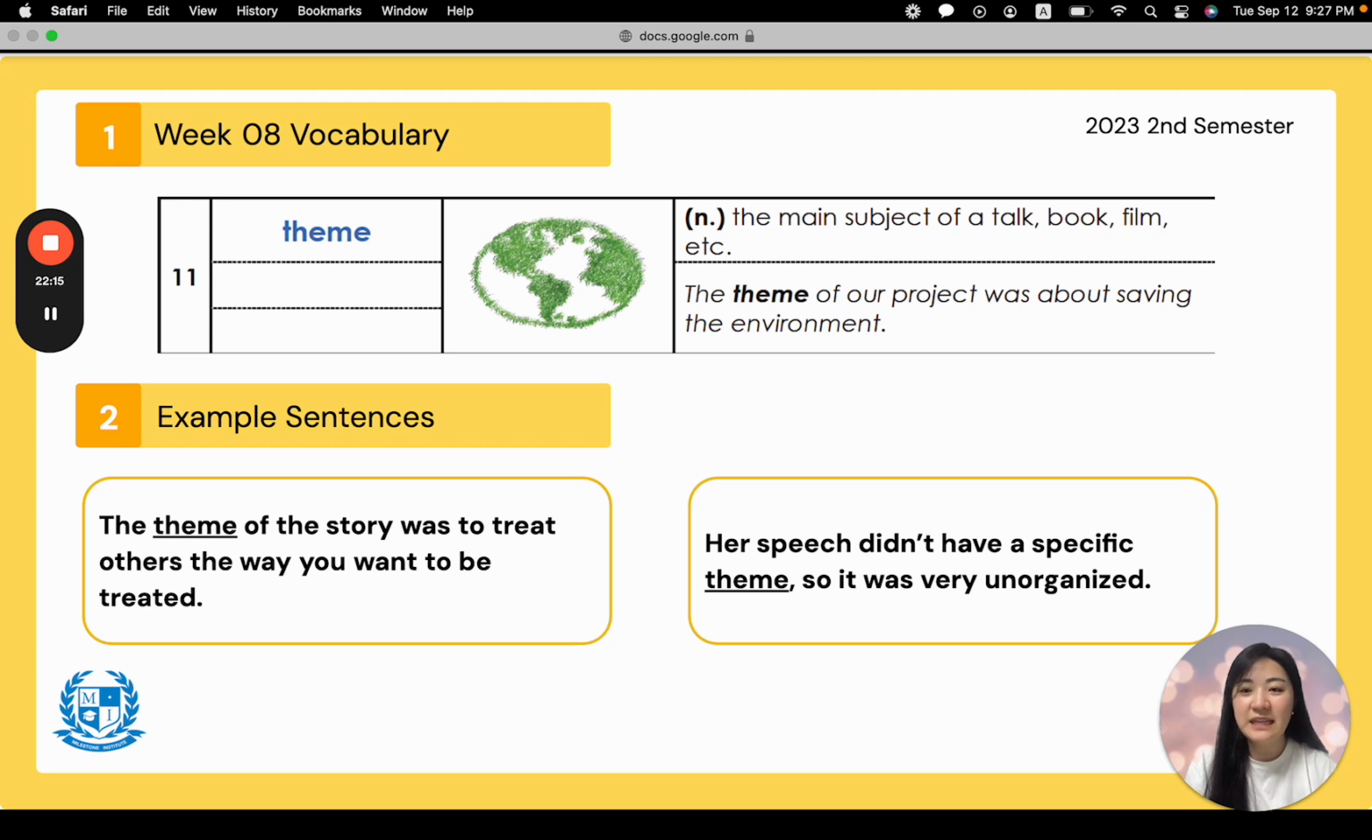Example sentence 1. The theme of the story was to treat others the way you want to be treated. Does this remind you of something maybe that you read last week? If you said King Adobe, you are correct. If you don't know what I mean, you should go read into reading again. Sentence 2 says, her speech didn't have a specific theme, so it was very unorganized. So she was talking about this thing and that thing and point A and point Z and point all around. So it was very unorganized.